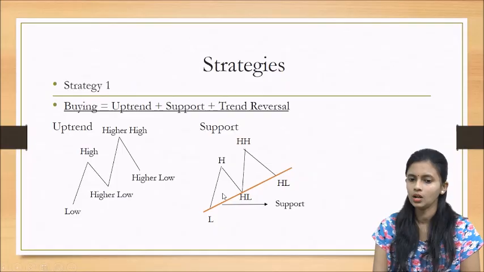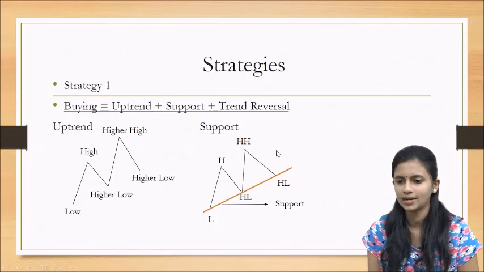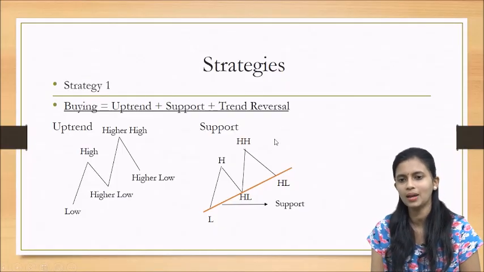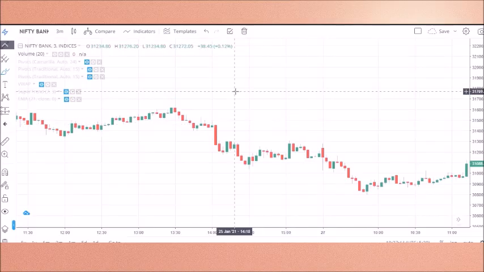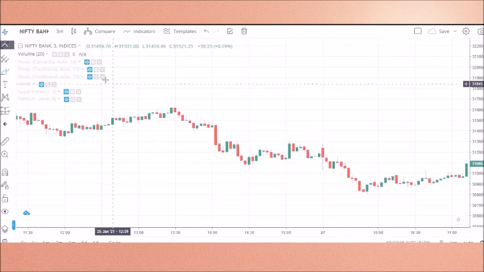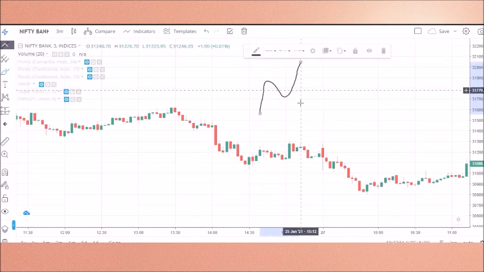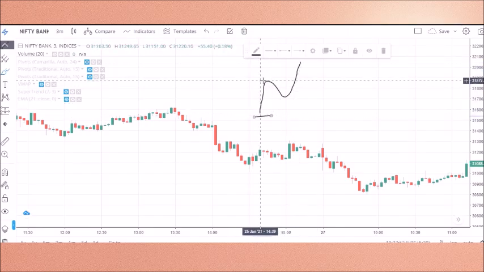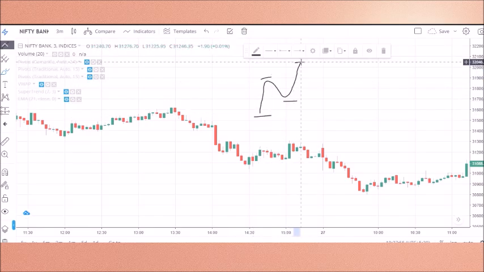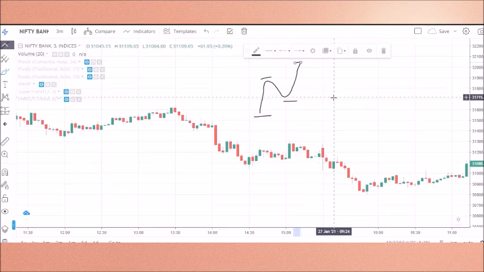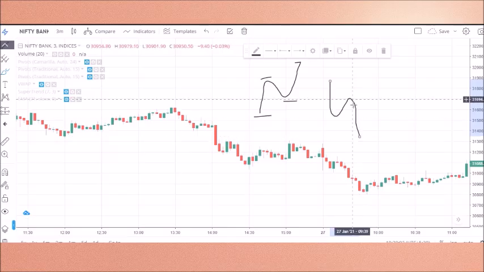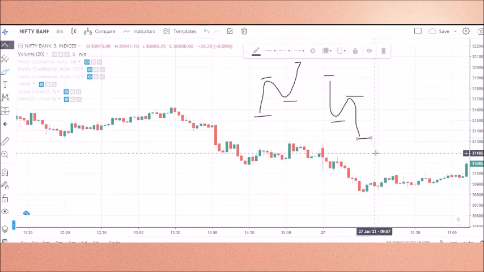Before moving to the strategies, let's just look at some examples. Now let's check uptrend and downtrend in this Nifty Bank chart. If we get a pattern like this, then we'll have low, high, higher low and higher high, so it will be uptrend. If we get a pattern like this, then it is high, low, lower high, lower low, which is downtrend. So let's go on checking this.